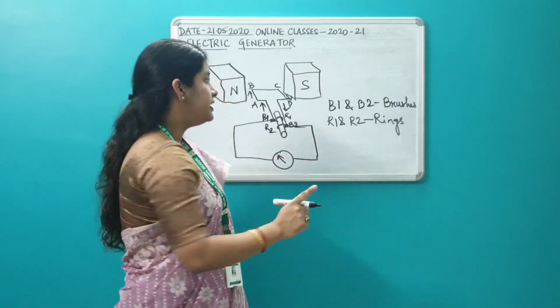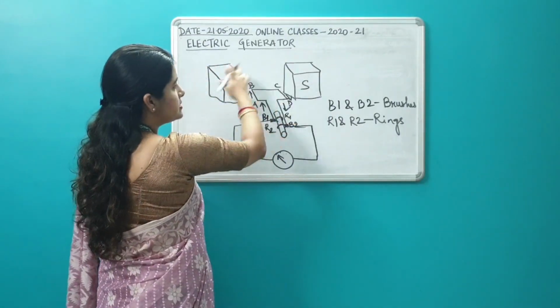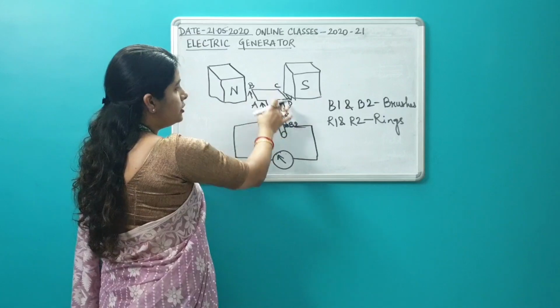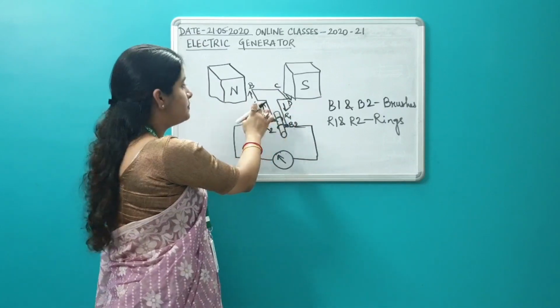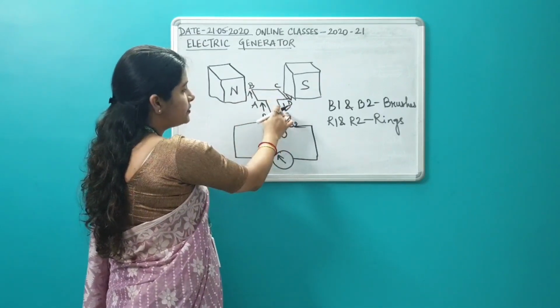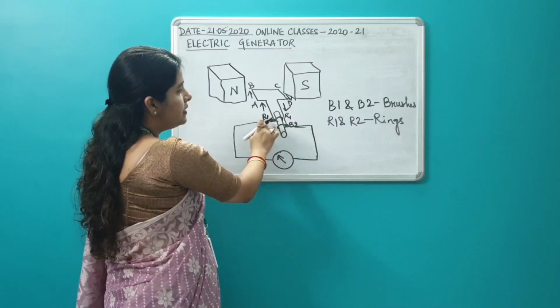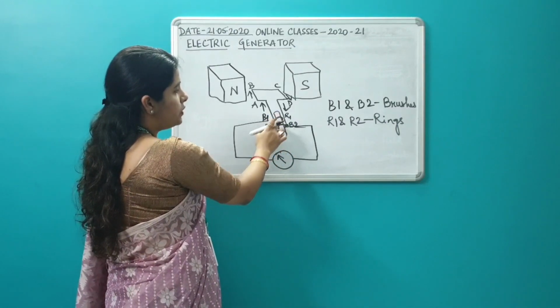So this is the diagram of an AC generator. Once again, North Pole, South Pole, this is a magnetic field where a horizontal coil A, B, C, D is kept, and they are connected to an axle. The axle has two rings, R1, R2.